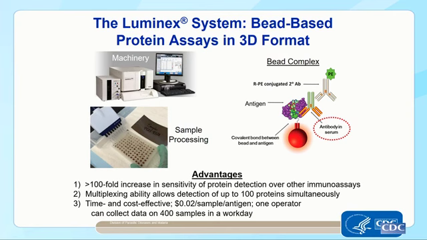What we have learned in this process is that it certainly has a lot of advantages over ELISA: the sensitivity is much higher, up to 100-fold, and there is the multiplexing ability. Eric has also estimated the time and cost. When you do the multiplex, the cost of this methodology is something like 2 cents per sample per antigen, and one operator can collect data on 400 samples in a workday.